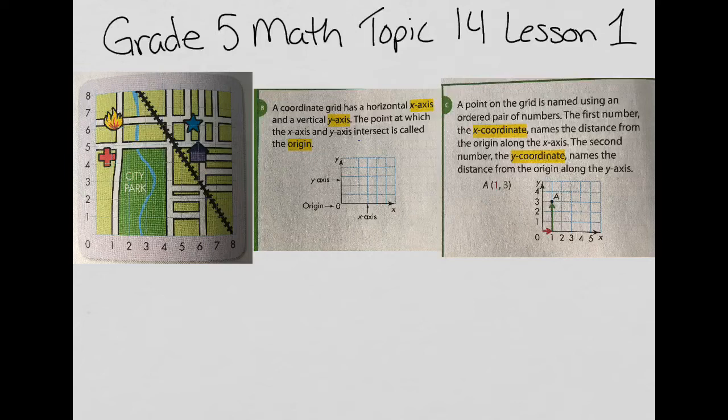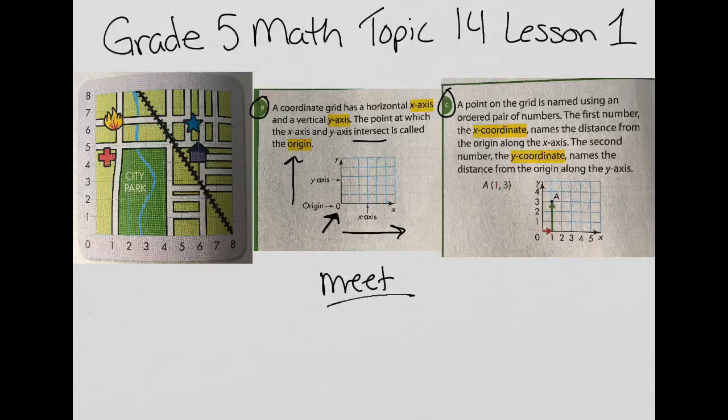In this lesson, we're going to talk about what a coordinate grid is. I'm going to read box B and you can follow along. A coordinate grid has a horizontal x-axis and a vertical y-axis. The point at which the x-axis and the y-axis intersect is called the origin. Another word for intersect is saying where do they meet. So that point is right here, and that point's going to be labeled 0. That's the origin. Here along the bottom is the x-axis, and then vertically here along the left side is your y-axis.